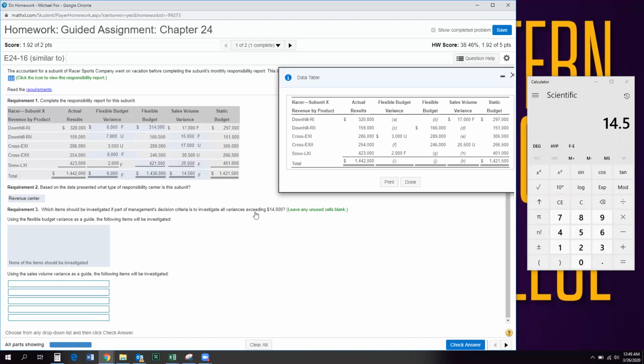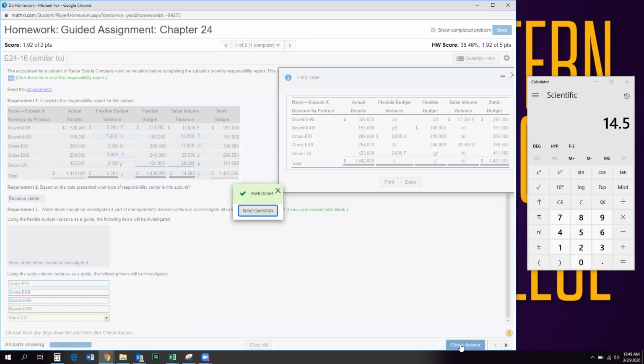Using sales volume variance as a guide, which items? So let's see, which of these exceed 14,000? Well, all of them do. It doesn't matter if it's favorable or unfavorable. They're all variances that exceed 14,000. So I'll say that I'll investigate cross EXI, cross EXII, downhill RI. That's it. All right, so there's the first problem.